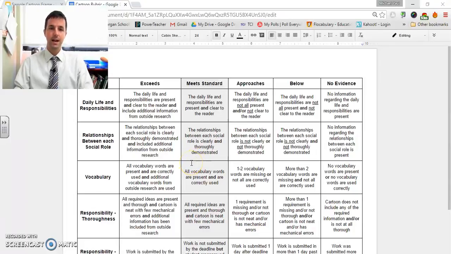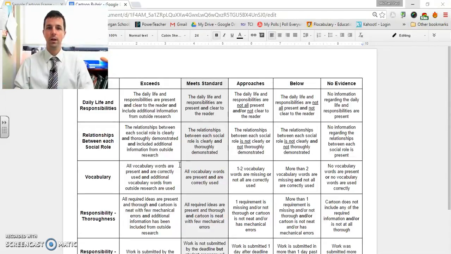Next, and your last skills category, is vocabulary. To meet standard, your vocabulary words are present and correctly used. And again, those are the vocabulary words that you have in your reading notes from the previous challenge. Now, in order to exceed, you've included and correctly used those vocabulary words, and you've come up with additional vocabulary words that you're going to be using in your cartoon. When I go over the sample, I'll give you some examples of vocabulary words that could be used as the extra. But again, you've researched extra information on this time period, and you've included that extra information into your project.